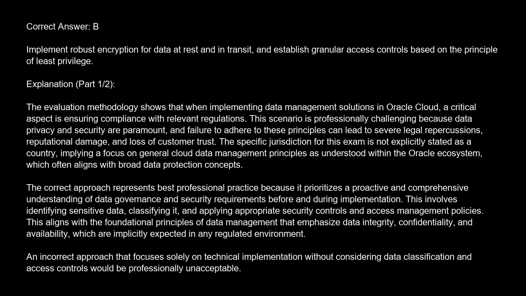The specific jurisdiction for this exam is not explicitly stated as a country, implying a focus on general cloud data management principles as understood within the Oracle ecosystem, which often aligns with broad data protection concepts. The correct approach represents best professional practice because it prioritizes a proactive and comprehensive understanding of data governance and security requirements before and during implementation. This involves identifying sensitive data, classifying it, and applying appropriate security controls and access management policies.